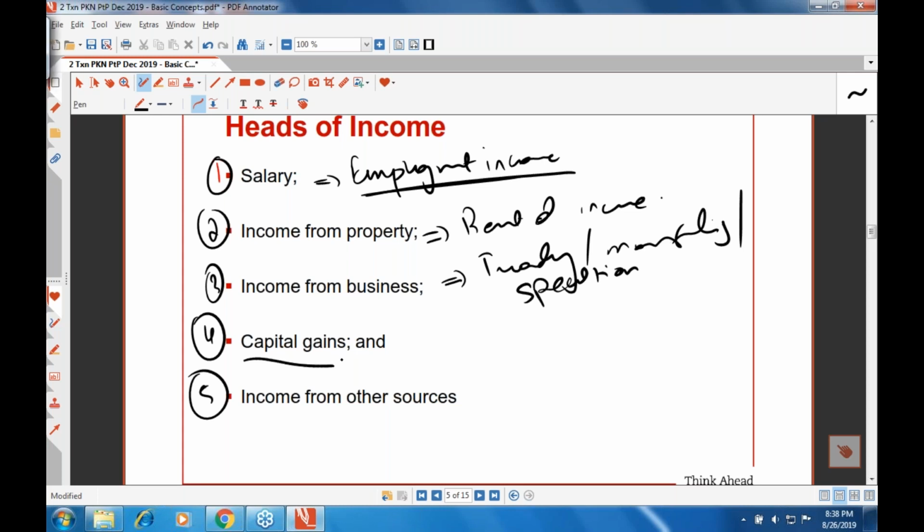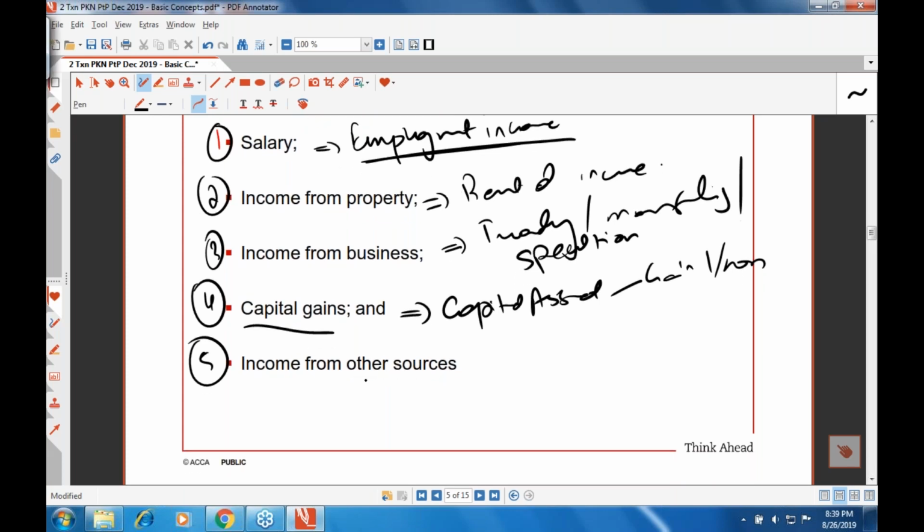Then you've got capital gains. What exactly do we mean by capital gains? Whenever you dispose of capital assets, whatever the gain or loss that you have from the capital assets is considered to be capital gains. Capital assets include investment in shares, whether of a public company or a private company. You buy properties, and the gain or loss on disposal of properties is also a capital gain, but we'll be discussing them in detail at a later stage.